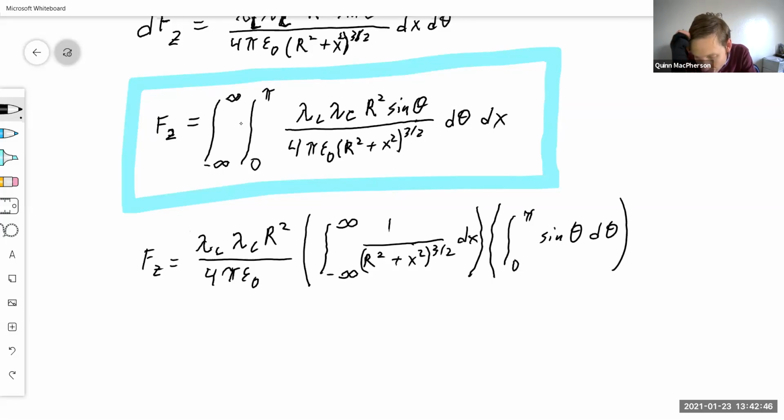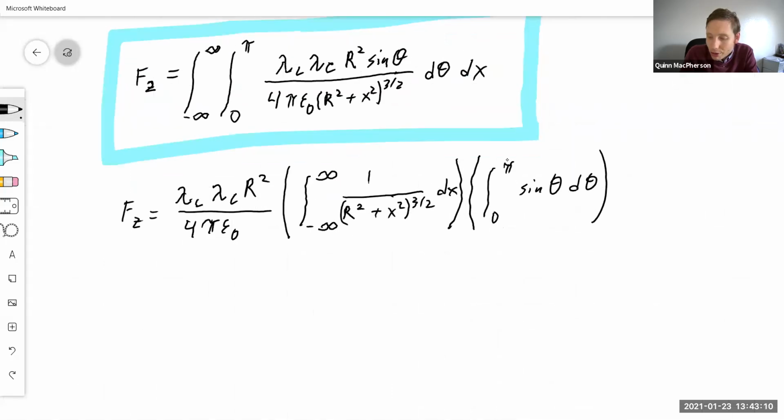Why was I able to separate these? Well, because the bottom here depends only on x, and the top here depends only on theta. So it turns out that this particular formula can be multiplicatively separated like this. That's not always true of double integrals. But when it is, it makes them much easier to do. So now these are actually fairly straightforward integrals.